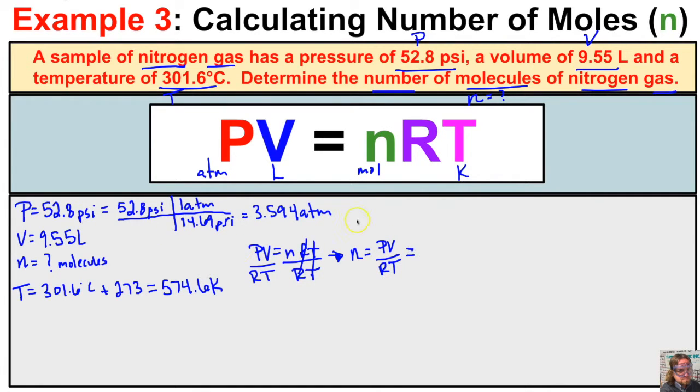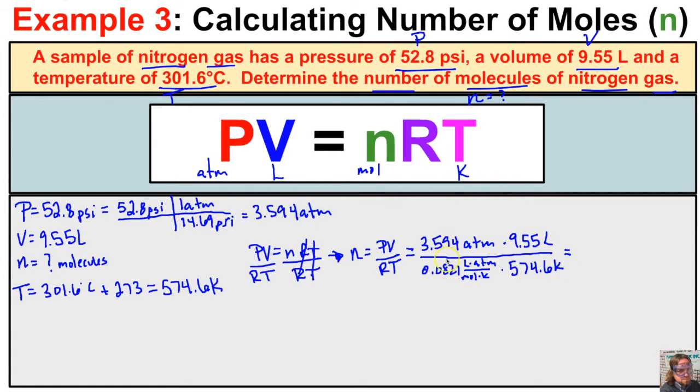So our pressure here, if we take a look, is 3.594 atmospheres times our volume, which we see right here is 9.55 liters. And we're going to end up dividing this by R, which is 0.0821 liters times atmospheres over moles times Kelvin, multiplied by the temperature, 574.6.